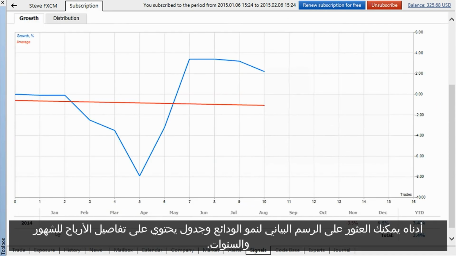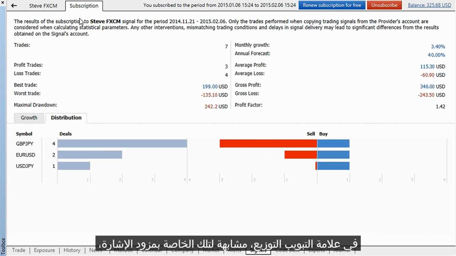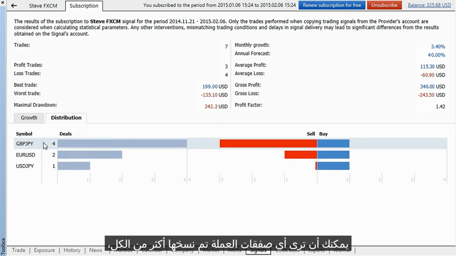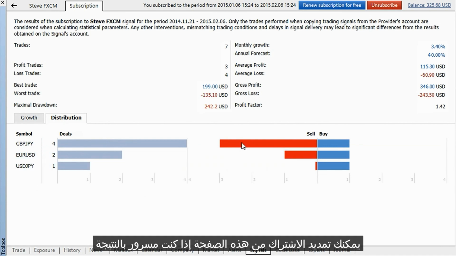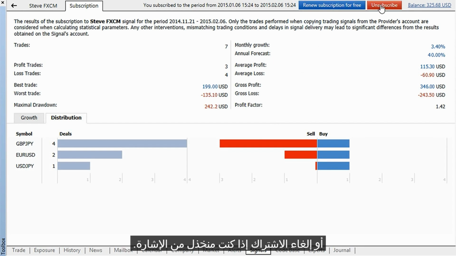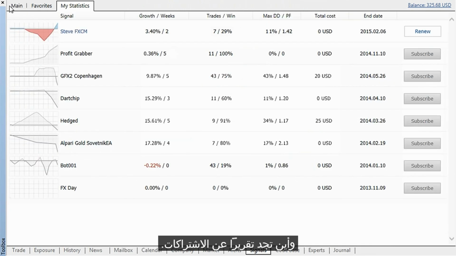Below, you can find a chart of deposit growth and a table containing a breakdown of profit for months and years. In the Distribution tab, similar to the one of the signal providers, you can see for what currency deals were copied most of all, and whether they were long or short. You can extend the subscription from this page if you're pleased with the results, or unsubscribe if you're disappointed with the signal. That's all. Now you know how to select a signal, how to start copying deals, and where to find a report on subscriptions.